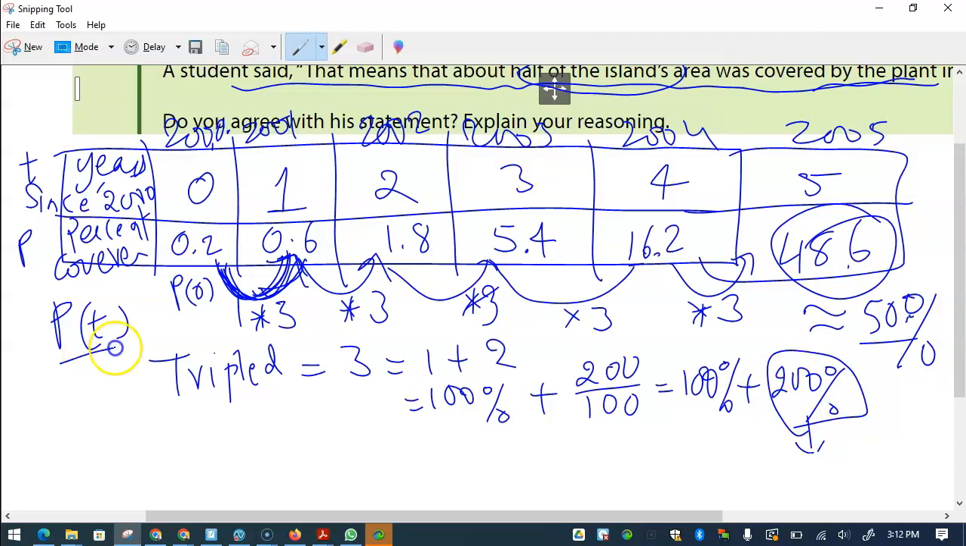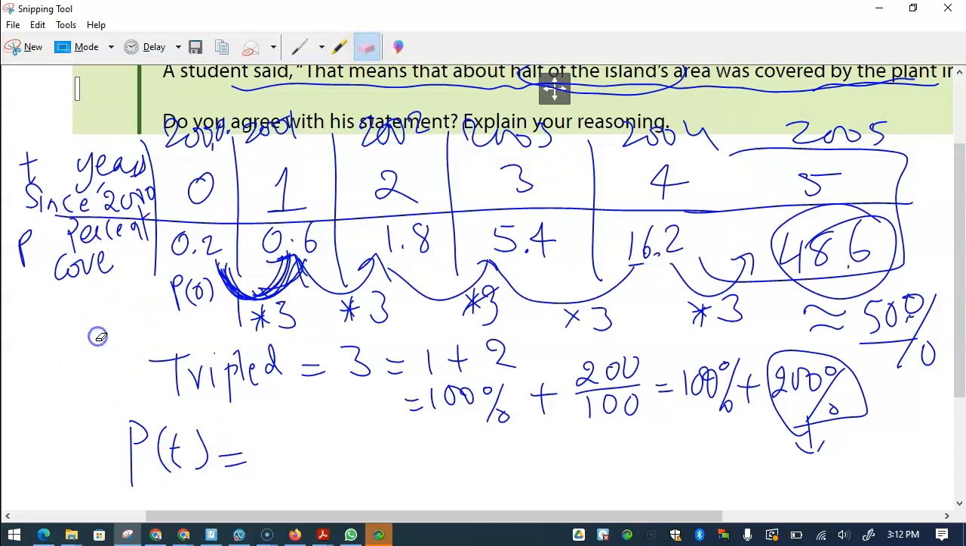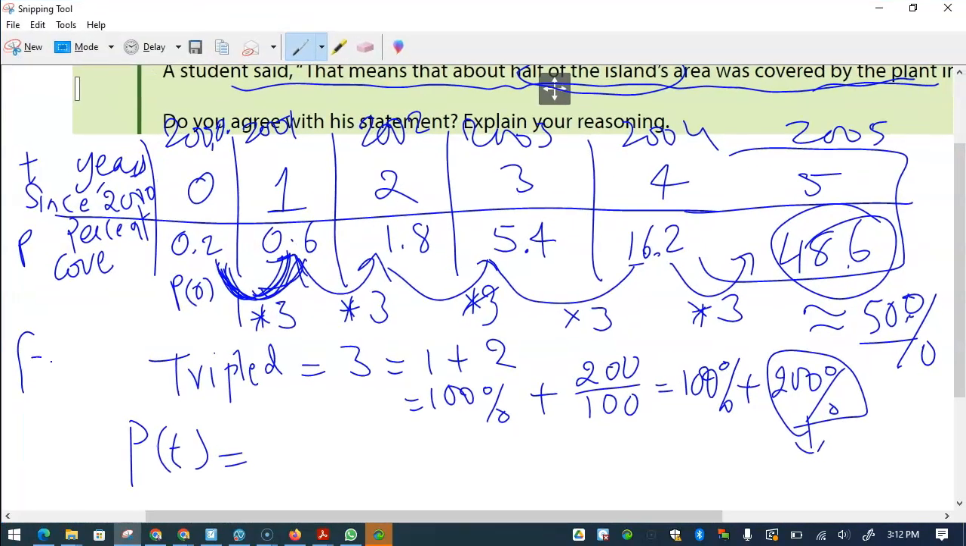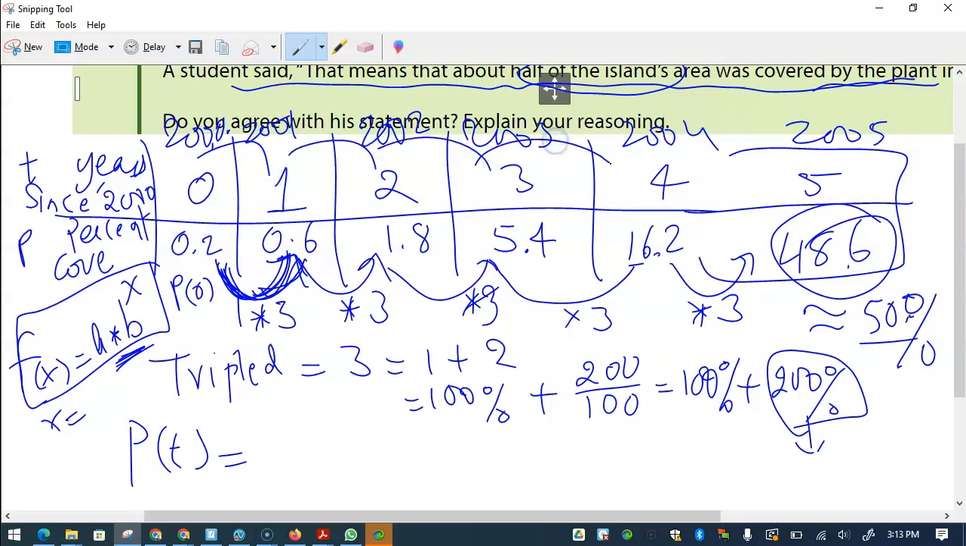I hope that helps. Now we can model this. The formula that we have for each increase in the year is f of x equals a, the first value, times the growth factor b raised to x. So in this case, x increases by one unit each time. That's the most important part: this works only when the input increases by 1, like that.